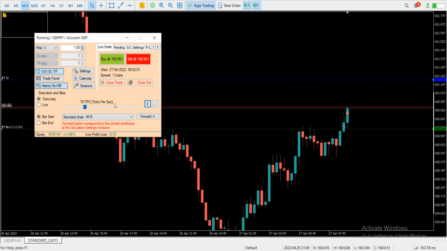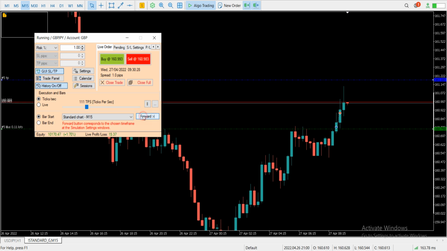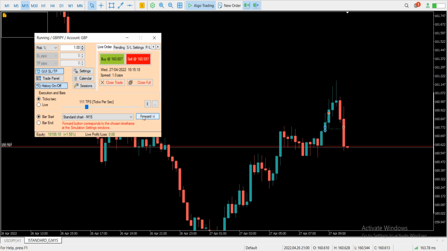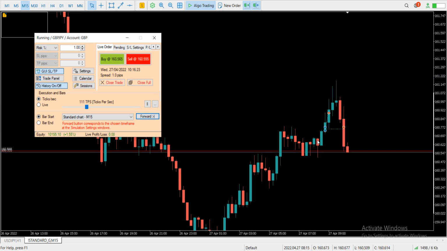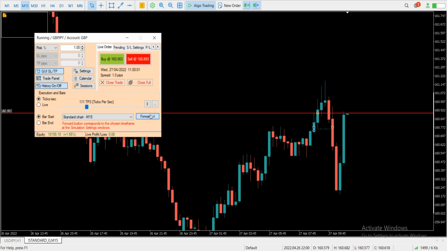Let's start and forward the candles. If it works, perfect. Okay, we almost tapped the take profit, but we rejected. Okay, it was a good decision to close the trade. Moving on to the next day.